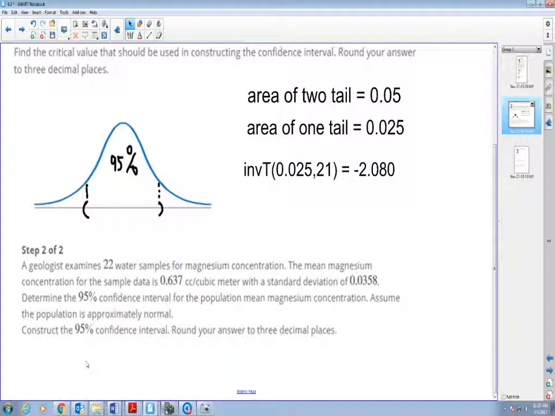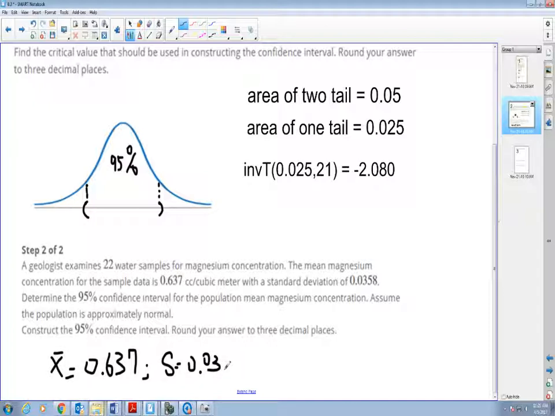So let's construct a confidence interval. I'm going to write out the things we need to type in. The point estimate is 0.637, the sample standard deviation is 0.0358, and the C level is 0.95.